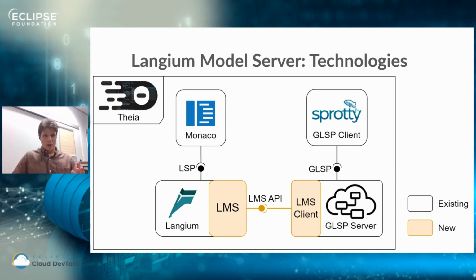So the ultimate technology stack looks like this, with Monaco and Langium for text editing, GLSP and Sprotty as its visualizer for graphical editing.